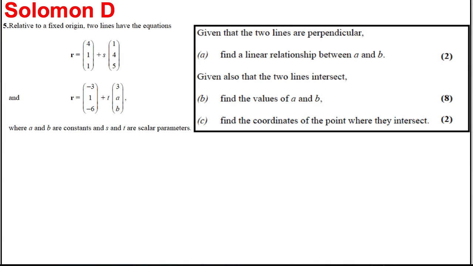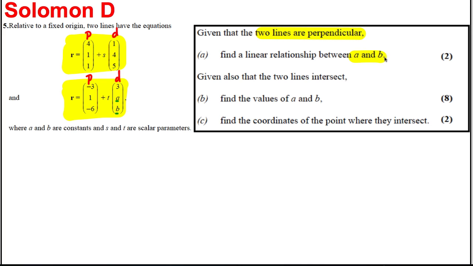Okay, so we've got another vector equation question. Relative to the origin we have two lines. Here's one line, here's another line. Do note this is a position on the line or a point on the line, and this is the direction of the line. But do note as well that we don't know this A and this B. Now given that the two lines are perpendicular, find the relationship between A and B.